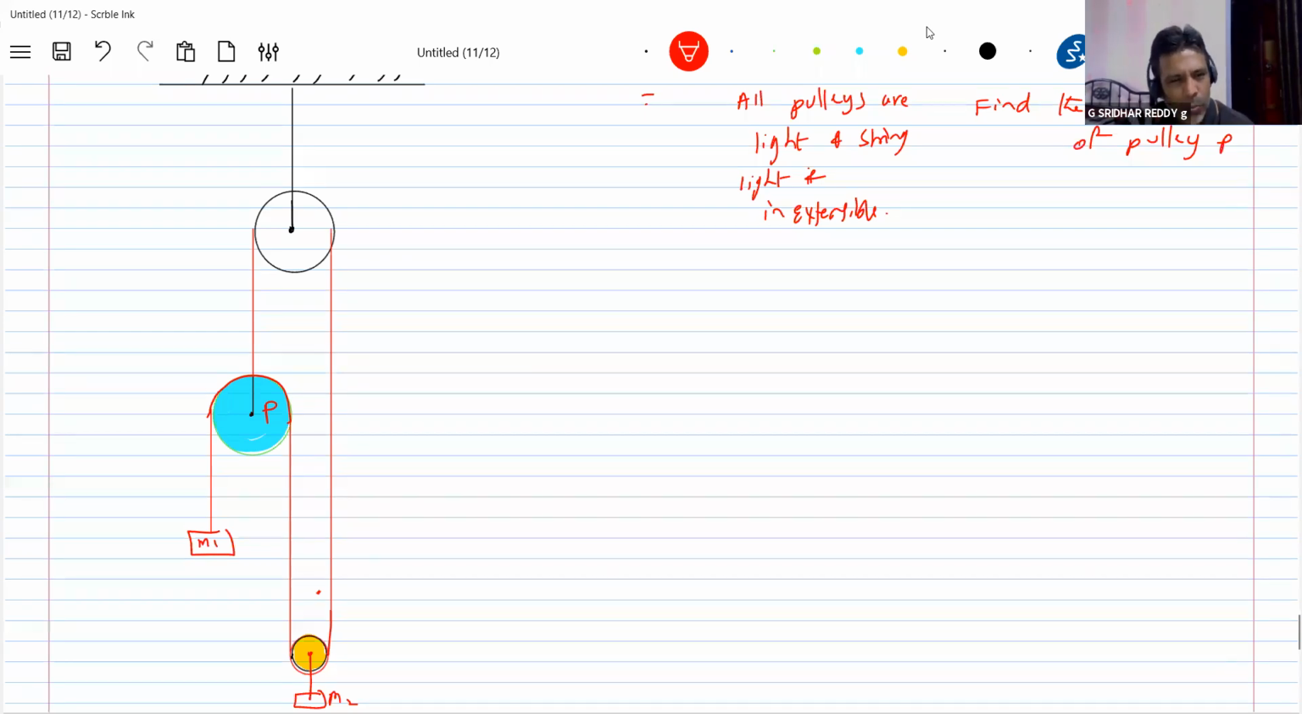I'm asking about a pulley. All pulleys are light, and the strings are inextensible and light. I'll release it. You have to find out the acceleration of the pulley P. So let's come to the tension, showing the forces.